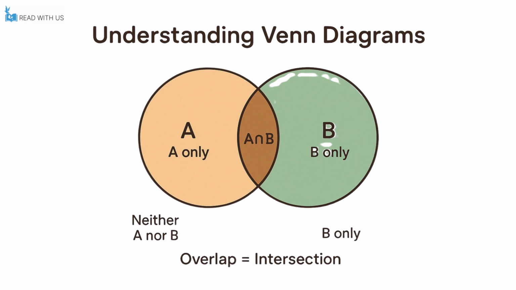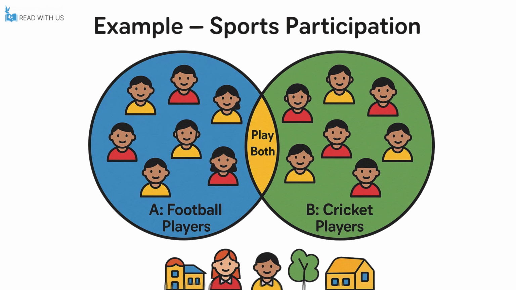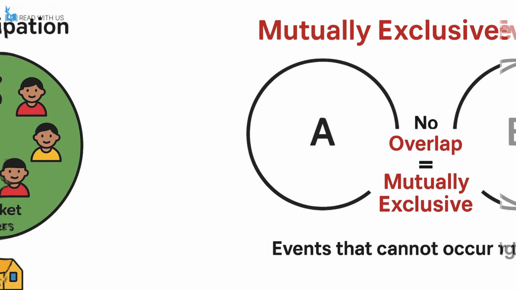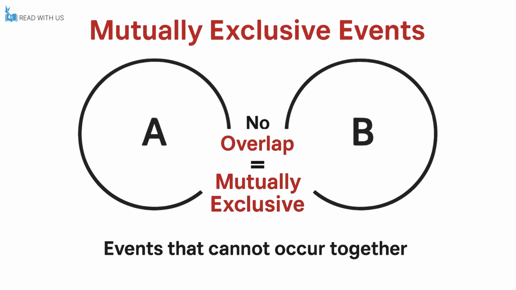Now, let's look at Venn diagrams, a visual way to show how sets overlap or interact. Each circle in a Venn diagram represents a set or event. When circles overlap, it shows outcomes that belong to both sets. For example, if set A represents students who play football, and set B represents students who play cricket, the overlapping region, A ∩ B, shows students who play both sports. If the circles don't overlap, then the events are mutually exclusive, meaning they cannot happen at the same time.